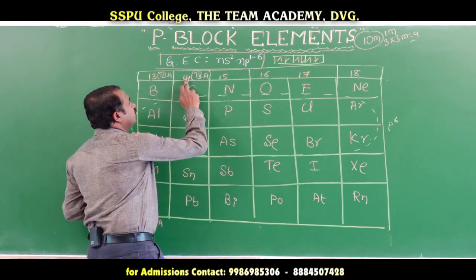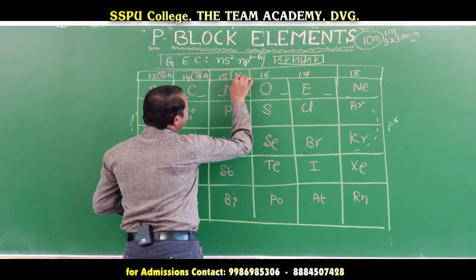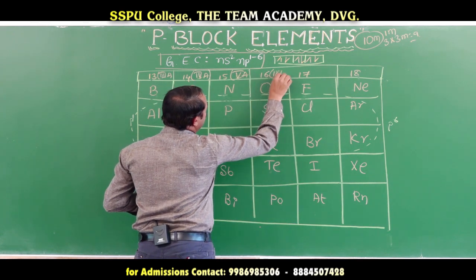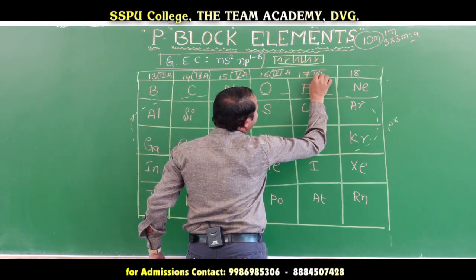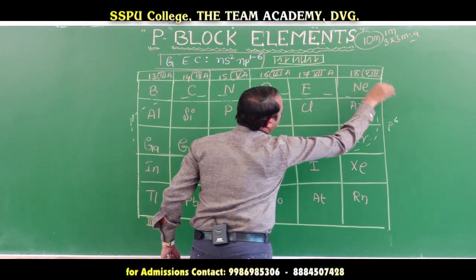That's why here the 4th A group, next the 5th A, next the 6th A group, then the 7A group, and this one is the 8th group.